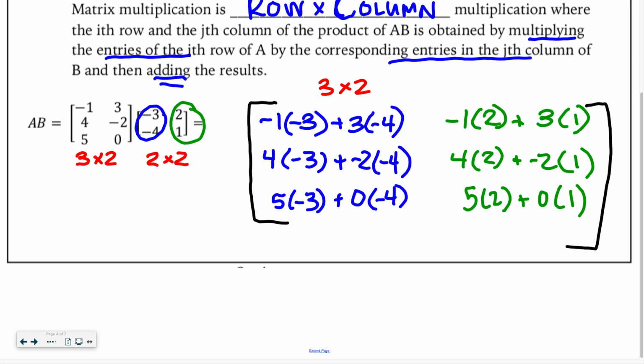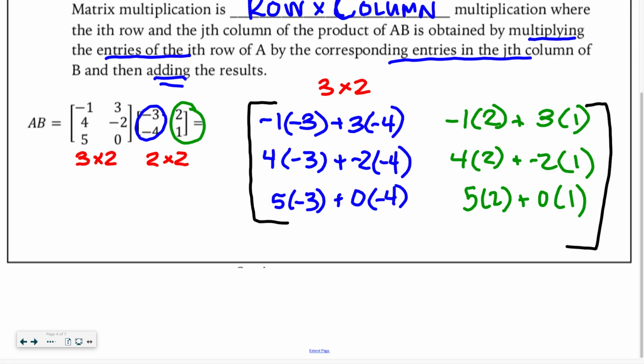And then if you look at the columns, the first column is all -3, -4, right? And the second column is all 2 and 1, okay, which matches the columns in matrix B. So it's a nice way to see the organization if you're having trouble with what I should be multiplying.